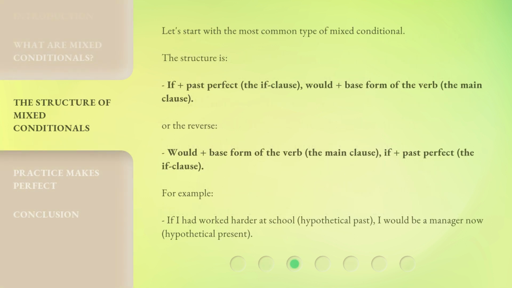Let's start with the most common type of mixed conditional. The structure is if plus past perfect, the if clause, would plus base form of the verb, the main clause, or the reverse. Would plus base form of the verb, the main clause, if plus past perfect, the if clause. For example, if I had worked harder at school, hypothetical past, I would be a manager now. Hypothetical present.